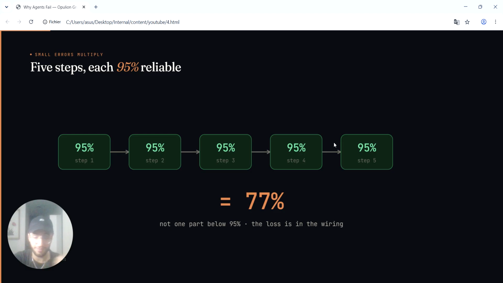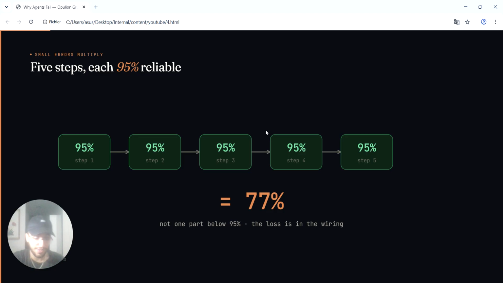Basically, the reliability that you lost here didn't live in any one of these steps. You can audit every single step, and every one of them would show you that it's actually fine. What happens is it lived in the connections between them, and the wiring of these steps. And that's why most teams can't find this issue. They profile the model, they test each component, and everything comes back green. And although the system is still broken.